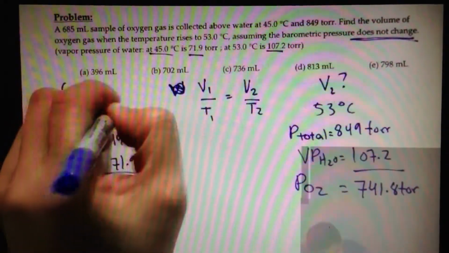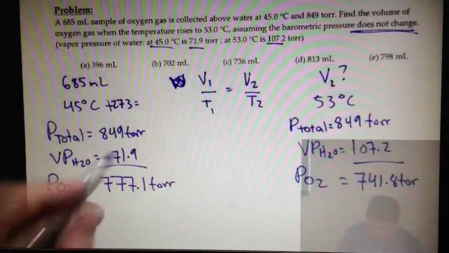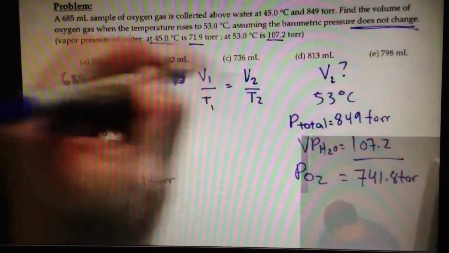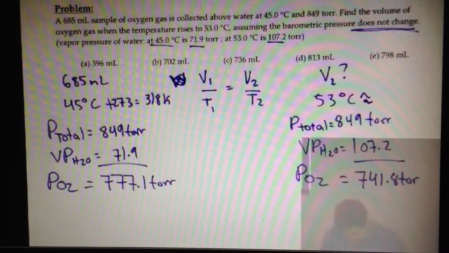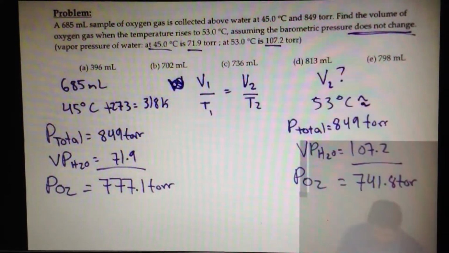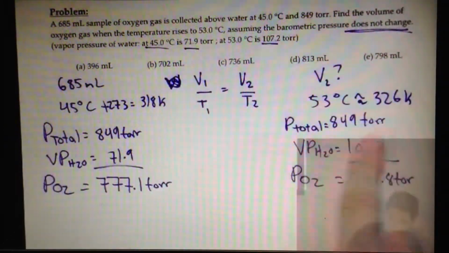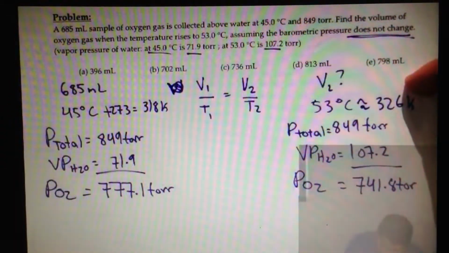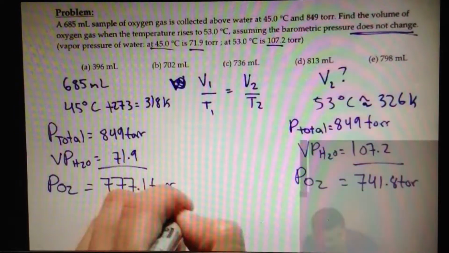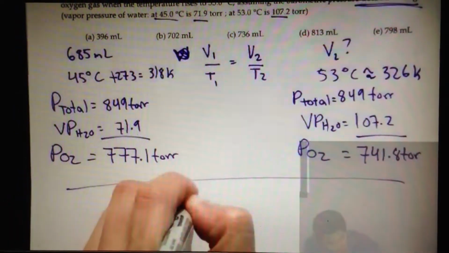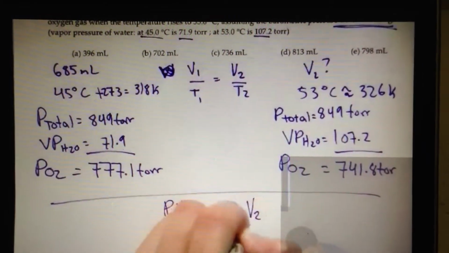So we've got to add 273 to this. Okay, so 45 plus 273 is 318 Kelvin. And this one is 53 plus 273, so that's going to be 326 Kelvin. So we have the kelvins, we have the volumes that we're looking for, and the pressures. So now we can apply the general gas law. It's supposed to be P1 V1 over T1 equals P2 V2 over T2.